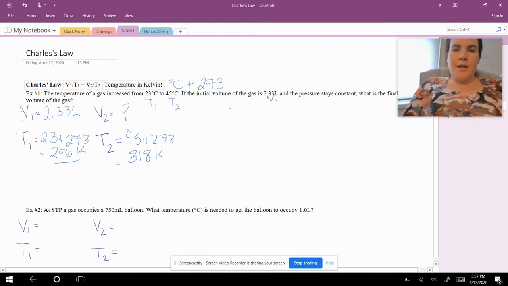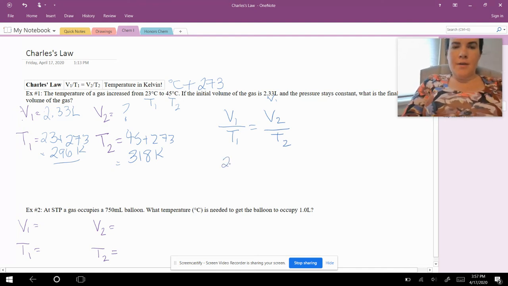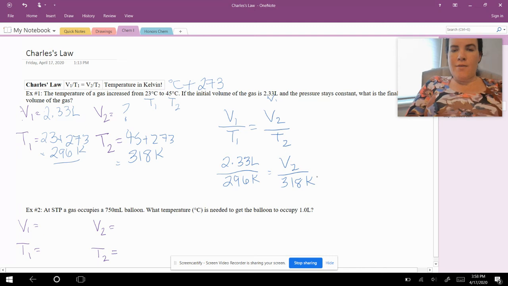So this one, the equation is V1 divided by T1 equals V2 over T2. We'll plug in the numbers we know. So V1 is 2.33 liters. Plug in our temperature in Kelvin, 296, V2 over 318 Kelvin. And we want to get V2 by itself. So we have a fraction with a denominator. To get rid of that, we're going to multiply by 318 on both sides.